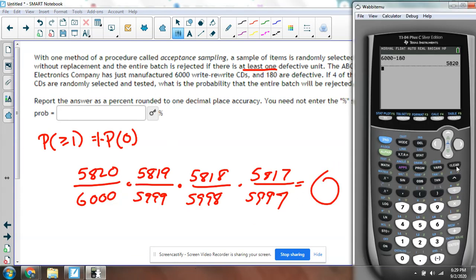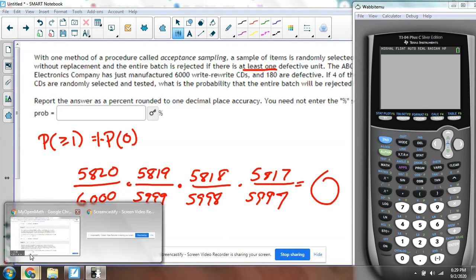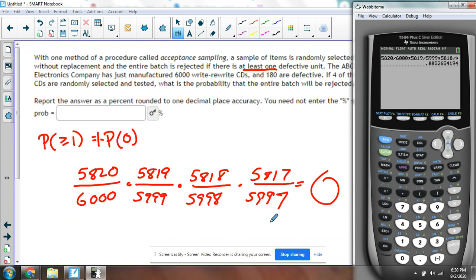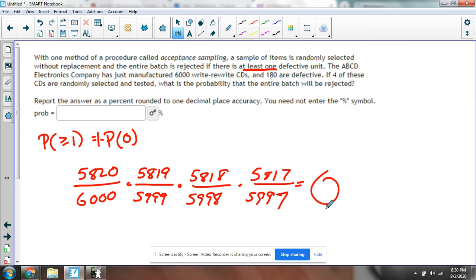This answer is, I believe, 88 something. So let me pause this and I'll plug it in. So I just did it, and this is 0.88527. So that's the probability of getting no bad CDs. So that's this number right here.